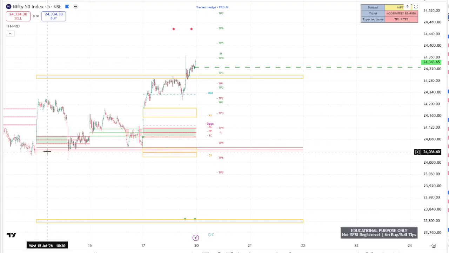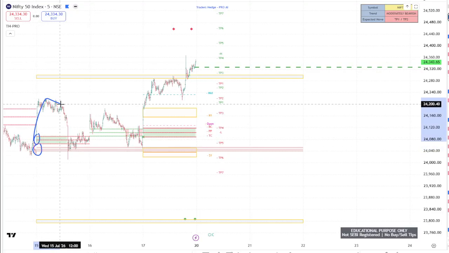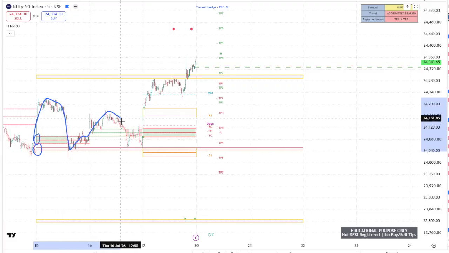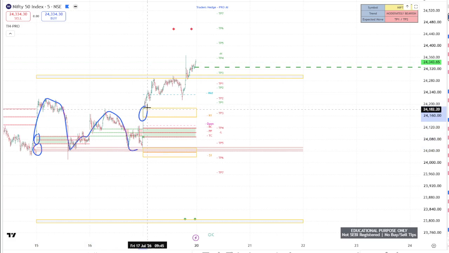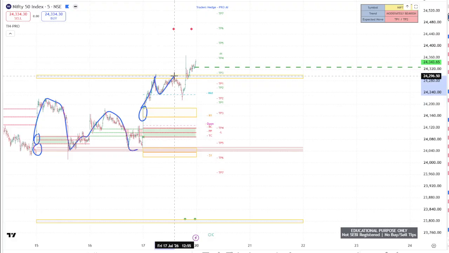What has happened? It opened above the daily CPR and also above the weekly CPR, and it went on, then found some resistance, came back, weekly CPR support, and again next day it went up, weekly CPR support, and then finally when it broke out even the intraday resistance band, it went and took the weekly upper resistance band as an upper blockage, and then it finally broke out and settled above that.